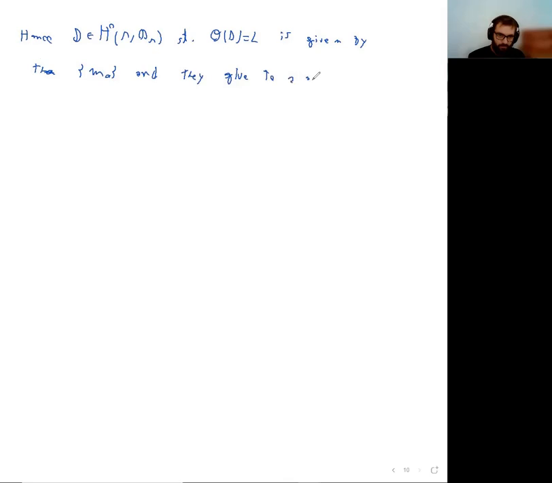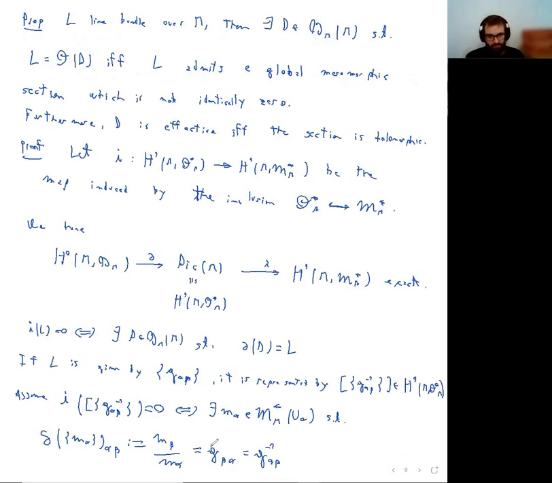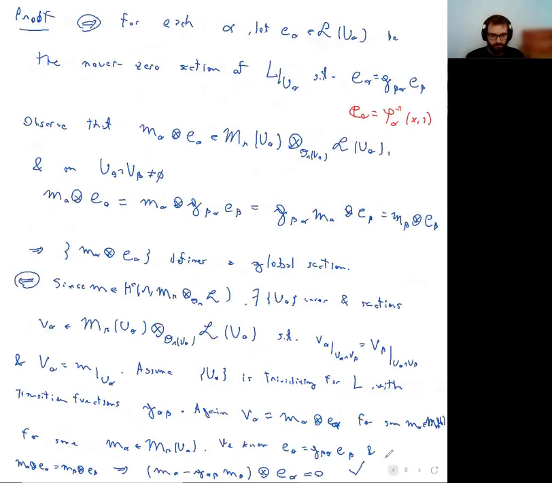to a meromorphic section of L. So why do they glue to a meromorphic section of L? Well, simply because M beta is equal to G beta alpha times M alpha, and we saw in the previous proposition that this is the same as being a global meromorphic section. Okay. So this is one direction. Vice versa.